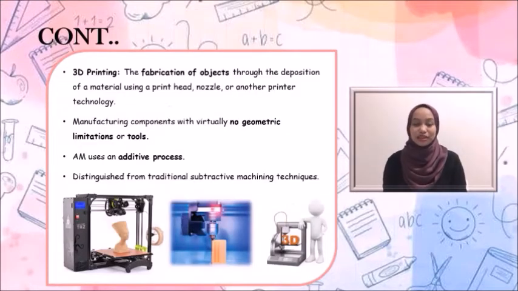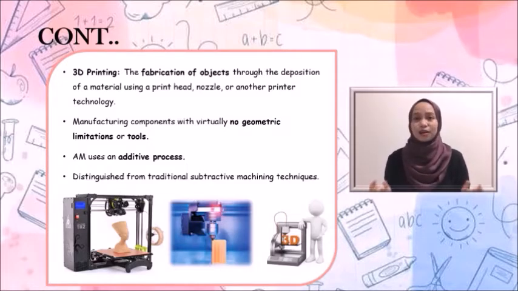I just explained the meaning of additive manufacturing. So, what is meant by 3D printing? 3D printing is the fabrication of an object through the deposition of a material using a print head, nozzle, or another printer technology. It is like a process of making a three-dimensional object from a digital file. To be short, it is a what-you-see-is-what-you-get process.